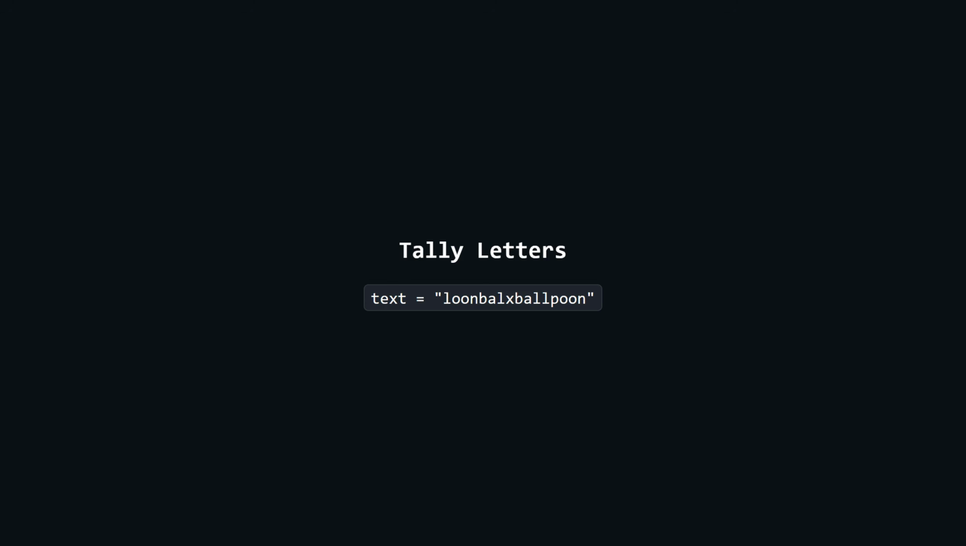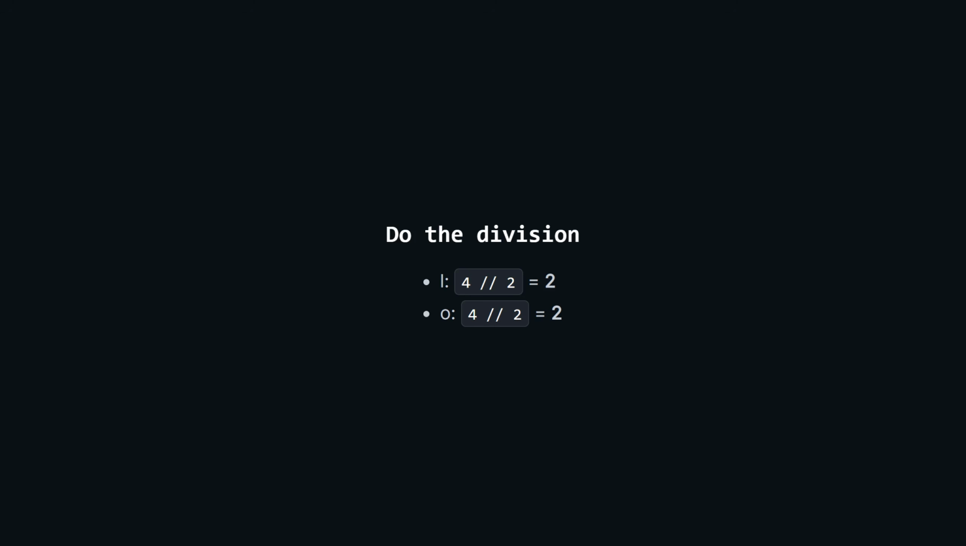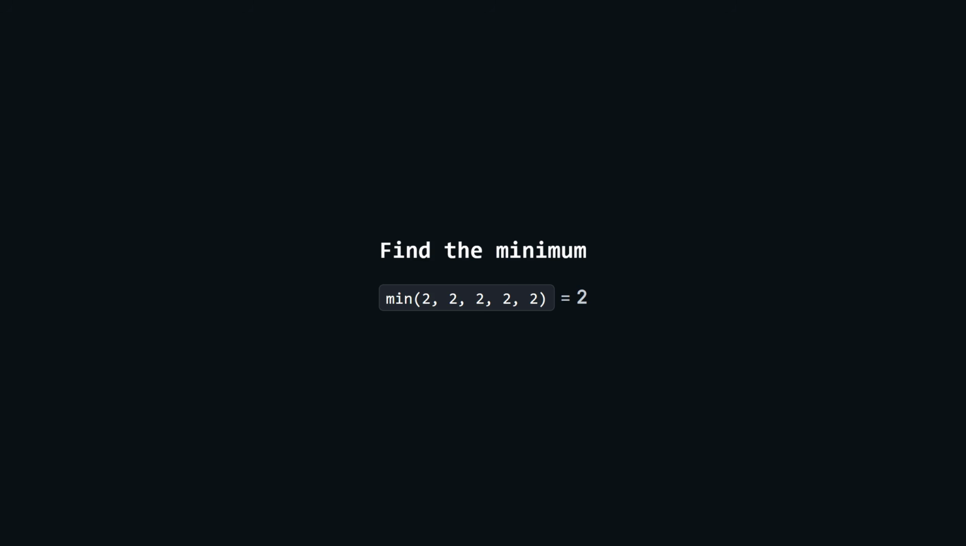Let's quickly trace a small example to see it in action. If we use this longer text, our first step is to tally up the characters we care about. We find 2 B's, 2 A's, 4 L's, 4 O's, and 2 N's. We divide the 4 L's and O's by 2, which gives us 2 pairs of each. The minimum value across all required letters is 2, so we can make 2 balloons.